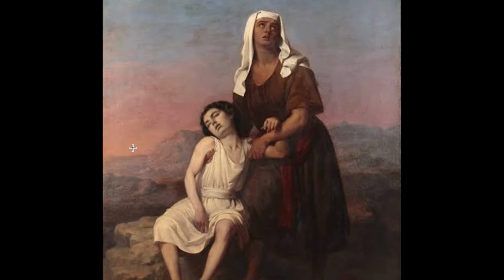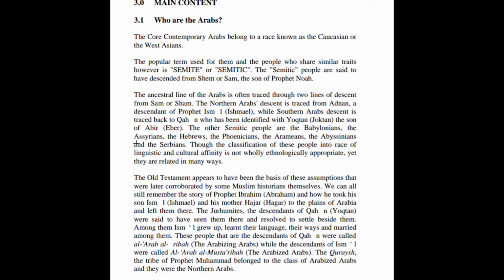Ishmael was raised by his mother Hagar and a noble Arab family who departed from Yemen and settled in Mecca, which is where Ishmael and his family resided. Following the drop in Mecca, Ishmael learned the Arabic language and spoke it fluently. He also learned their ways and got married there. The family that took Ishmael in and his mother are the descendants of Qahtan, and were called Al-Arabiya, the Arabized Arabs.